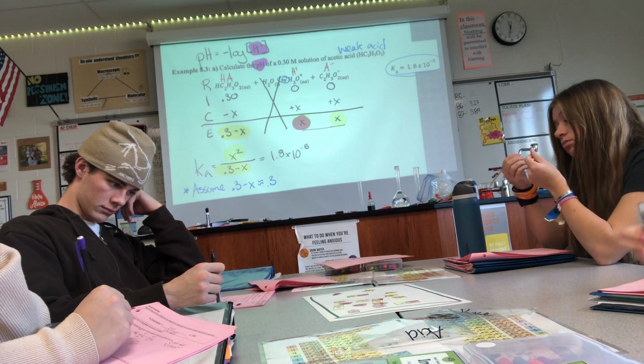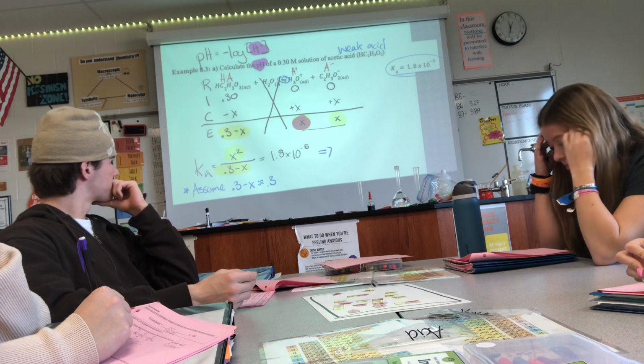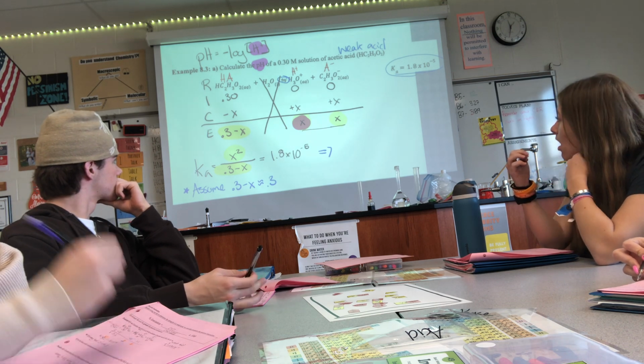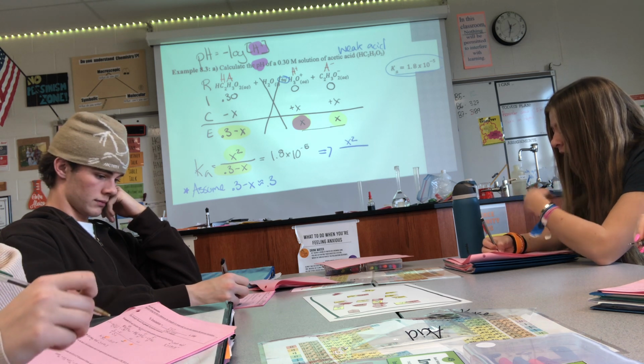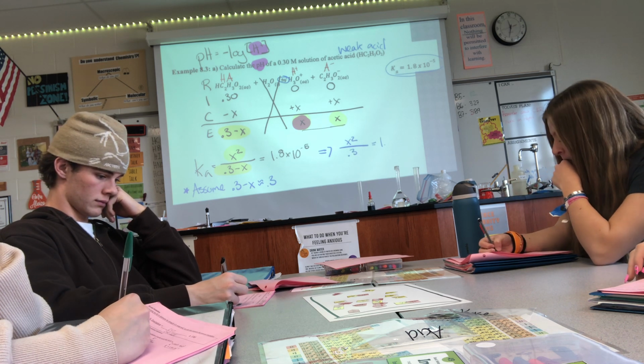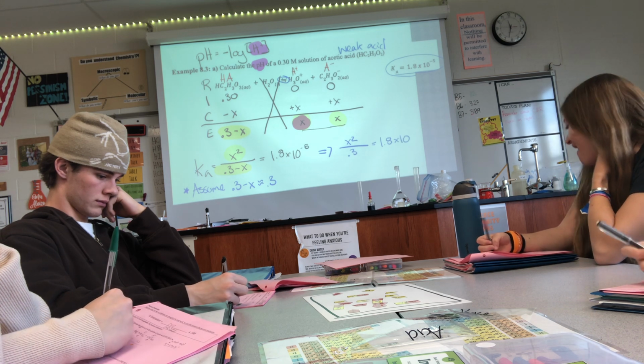Okay, so what that means is it's going to change our setup here from this setup to now it's going to be x squared. So in blue is what I have after our assumption. x squared over 0.3 equals 1.8 times 10 to the negative fifth.